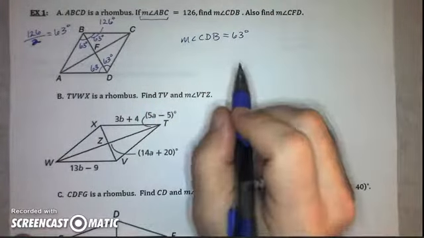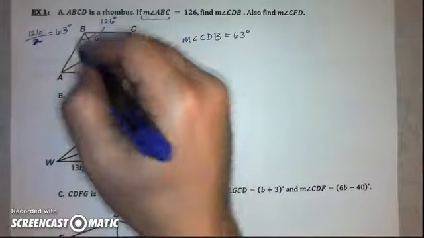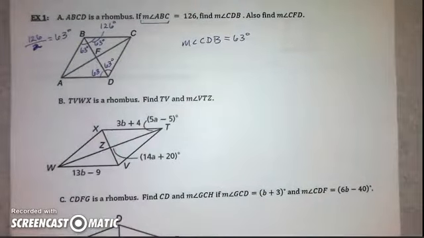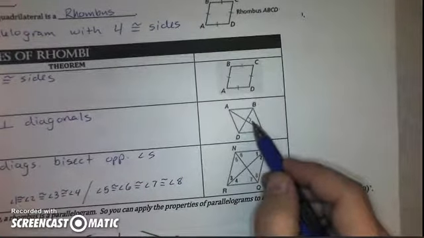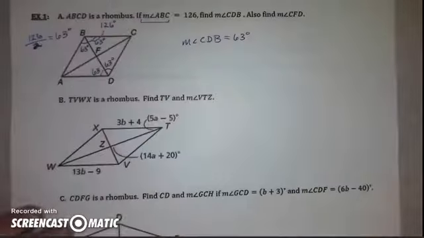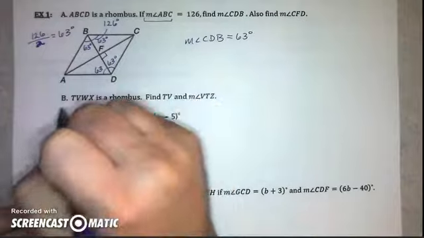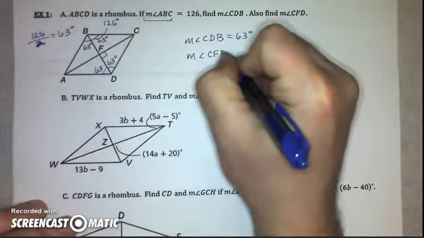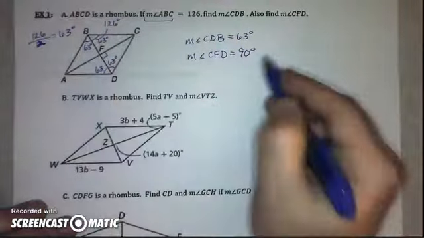And they also want CFD. Now, this is a little bit different, but I want you to remember what we know about these diagonals. The diagonals bisect the opposite angles, but if you remember, the diagonals of a rhombus are also perpendicular. That means that's a right angle where the diagonals cross. Angle CFD is where the diagonals cross, so we don't even have to do any work. We know the measure of angle CFD is 90 degrees because it's a right angle. If these lines are perpendicular, it has to be 90 degrees.